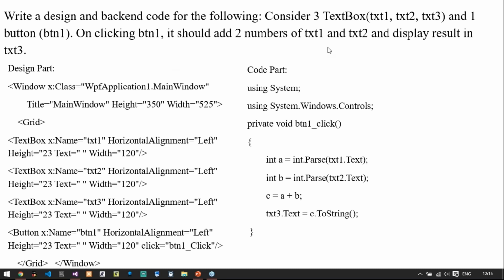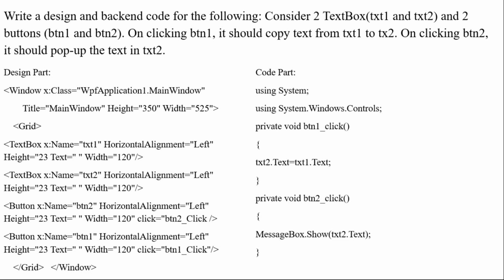Fine. So moving on to the next example, guys. Write a design and a backend code for the following. Consider two text boxes and two buttons. Clicking button 1 should copy text from text box 1 to text box 2, and clicking button 2 should pop up the text in text box 2. A simple example. So what you are doing is again declaring a window tag, then two text boxes, two buttons, and directly going for the code part.